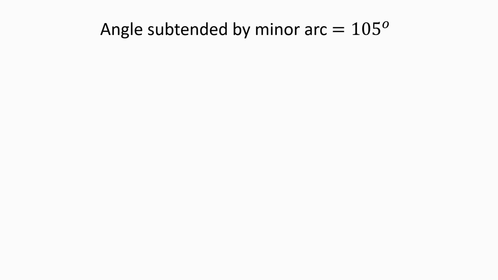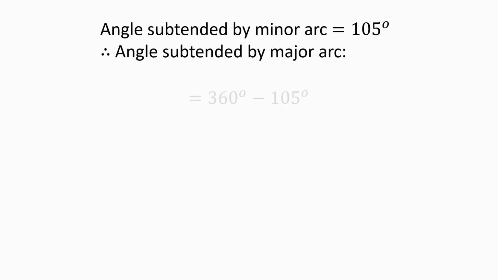105 degrees, and therefore the angle subtended by the major arc will be the total value of the angles in a circle, which is 360 degrees minus 105 degrees, and that gives us 255 degrees. So the angle subtended by the major arc will be 255 degrees.